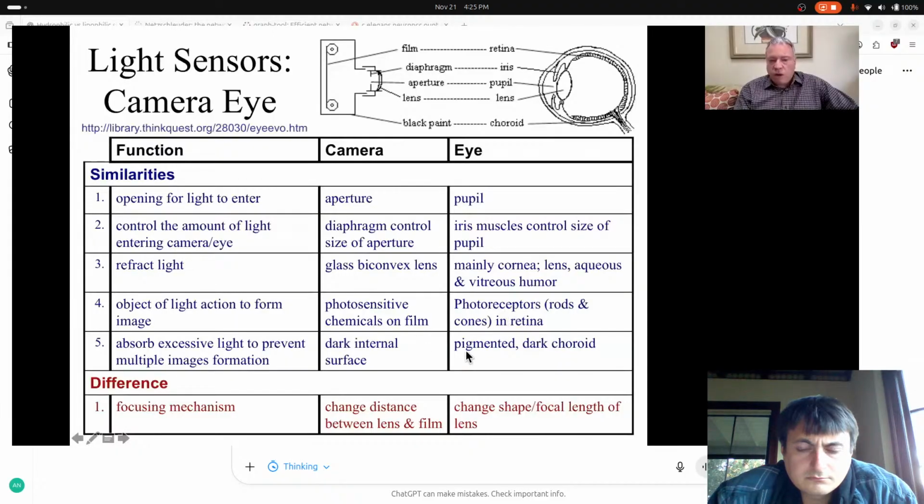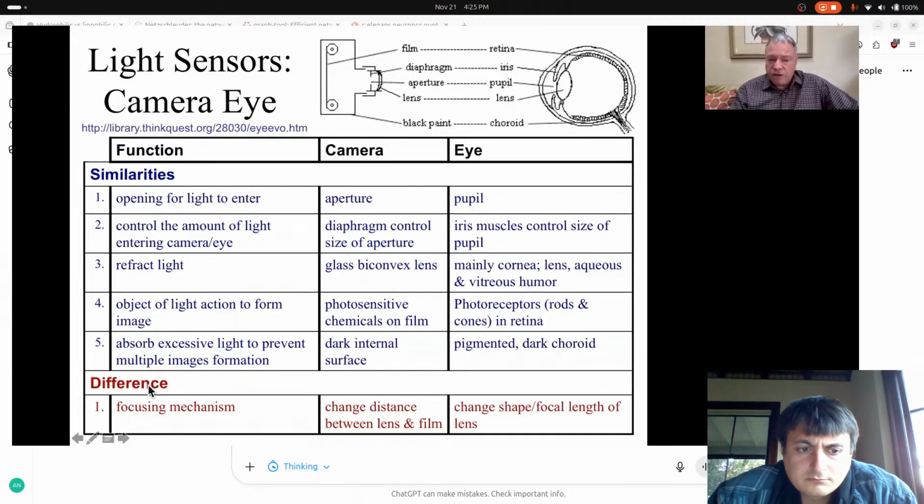And then, as we talked about, we don't want light bouncing around. If we want to have good location of where that light came from, we want a dark surface. So the inside of the camera is typically painted black, and the back of your eye is pigmented with that dark pigment in the epithelial cells, so the light's not bouncing around. So you know that if light hits that spot on your retina, it came from that direction, and it didn't come from just bouncing around inside the eye. Same thing inside the camera. Okay, so these are parallels then in how we build a camera to how your body builds an eye.